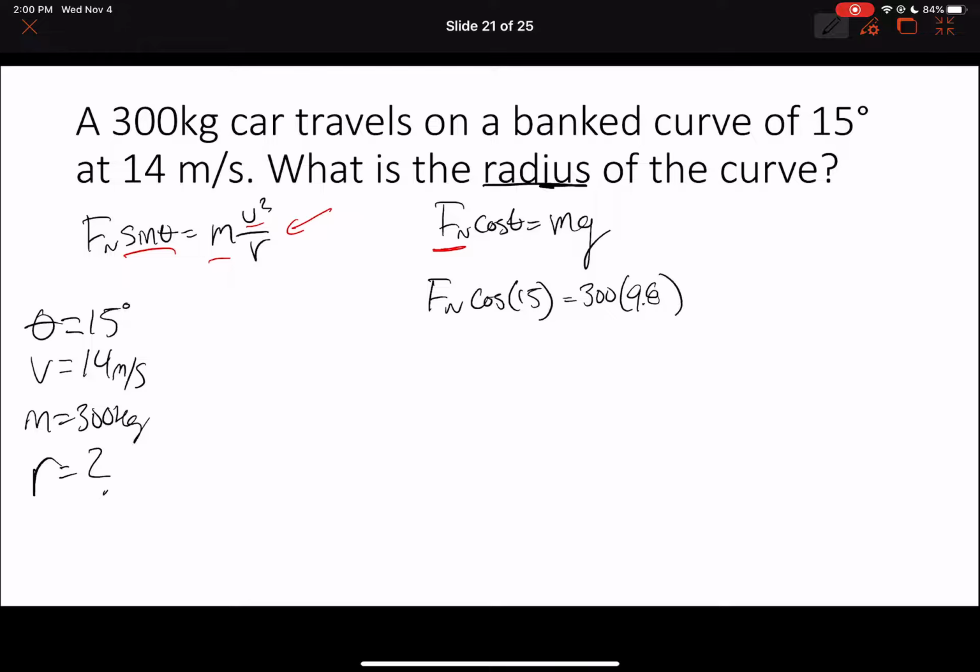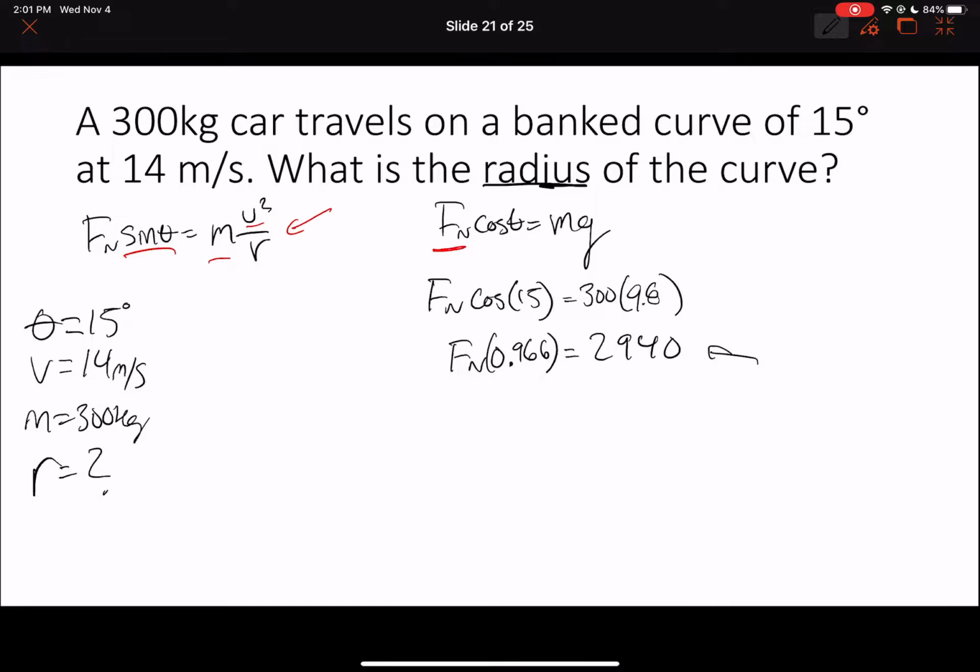Okay, we can solve that pretty easily. 300 times 9.8 gives me 2940. And then cosine of 15. I need to make sure I'm in the correct mode. I'm not, I'm in radians. Cosine of 15 should be about 0.966. And so I'm just going to take this number and divide by that.